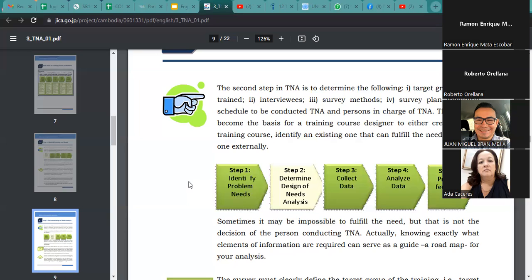Very good, perfect. So definitely, we need to determine the target groups, who is going to be interviewed, survey methods, survey plan. There are many things that we need to determine so we can design what is going to happen so we can get the data that we need to identify the training. Keep in mind that this is just before the training. So everything that we're working on right now is just to identify what the needs of the training will be, right?